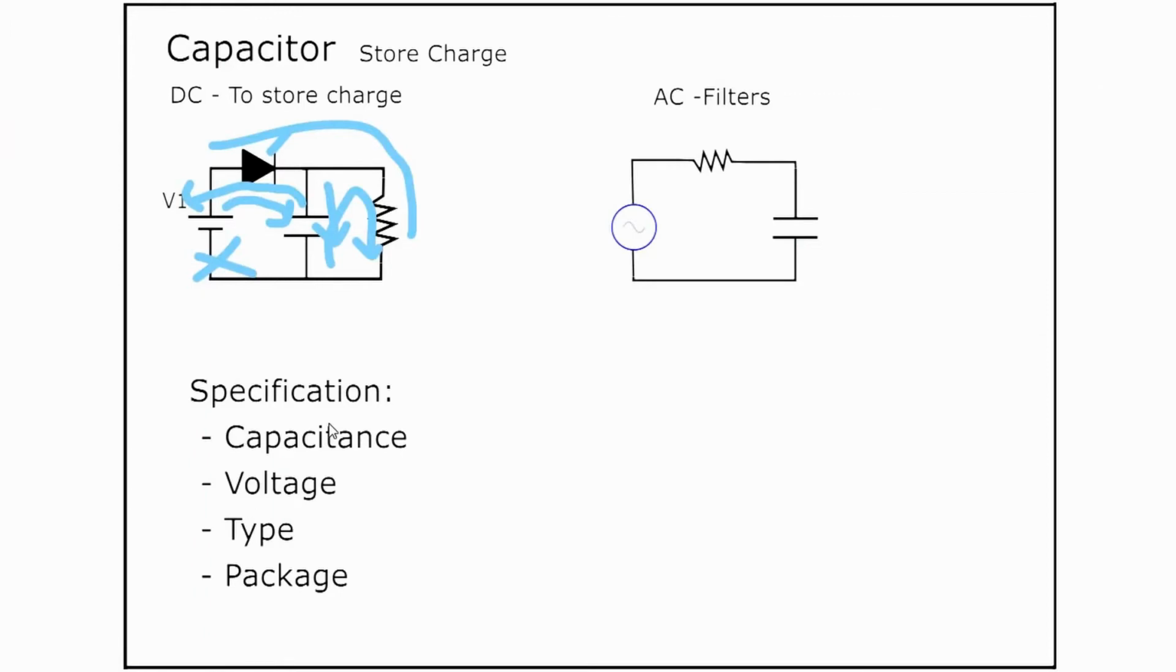Okay, now let's look at the specifications of a capacitor. You have to tell what the capacitance is. Here 1 microfarad, 100 microfarad, 1000 microfarad, you have to mention the capacitance. Then voltage. Let's assume in this application your maximum voltage comes to 100 volts. So you have to select a capacitor whose rated voltage is above 100 volts. If you use a lower voltage rating, the capacitor will explode because the dielectric won't be able to handle the voltage difference.